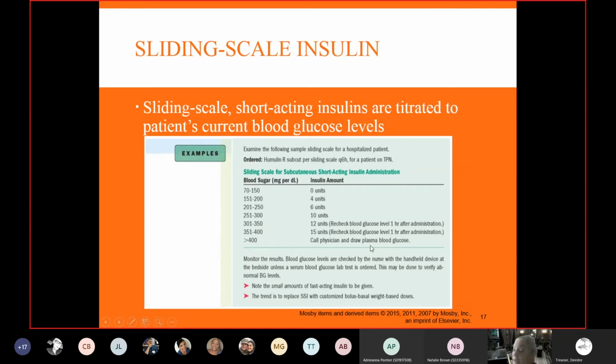That's a lab draw, guys. So what I would do in that situation, my patient's blood sugar comes back and I say 435. I'm immediately going to put in a stat lab draw for a plasma blood glucose level so that the lab will come up and draw that, because capillary versus venous is not always the same. And I'm going to call the physician and I'm going to say, Dr. Smith, I just checked finger stick on Mrs. Jones and her blood sugar was 435.